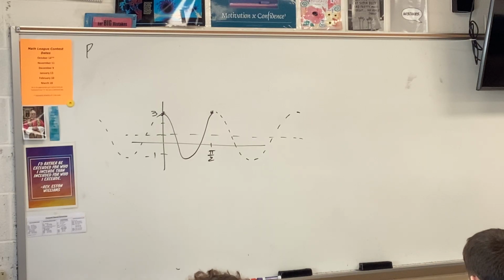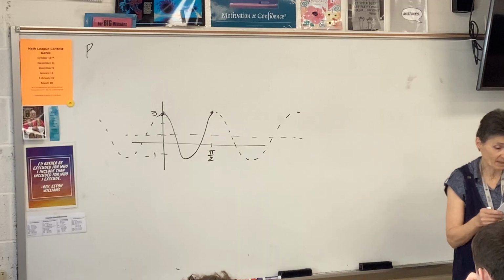Frequency then would be 2/pi. What's your midline this time? 1. Your midline is up at y equals 1. Everybody good with that? And your amplitude is 2. Perfect. But isn't the midline always going to be the midpoint of the top and the bottom? So if push comes to shove, you can just average the top and the bottom and find that.